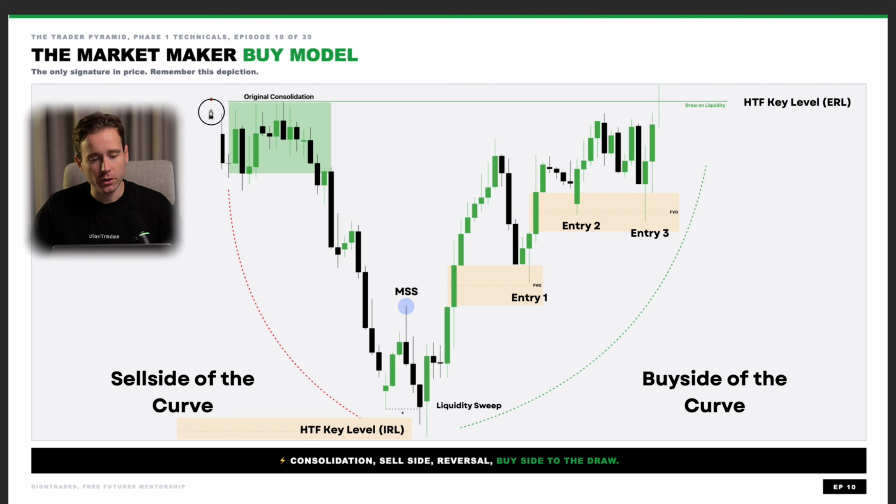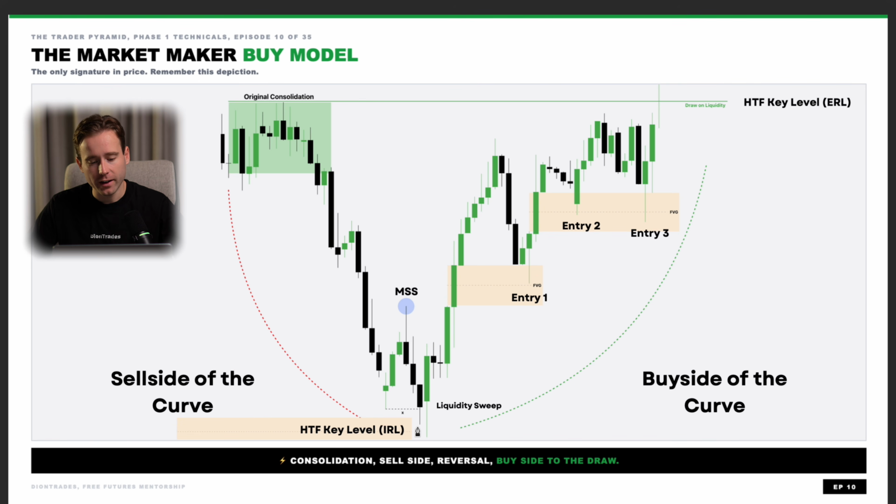First step is there needs to be some form of original consolidation. That's also going to be the target when we come back later to the highs. That'll leave that clean, equal high, the external range liquidity. After the consolidation, we start trading lower towards the higher time frame key level. And by higher time frame, I mean 4 hour, daily, weekly. More on that in the time frame alignment video later in this mentorship. And the sell-off into the key level is called the sell side of the curve.